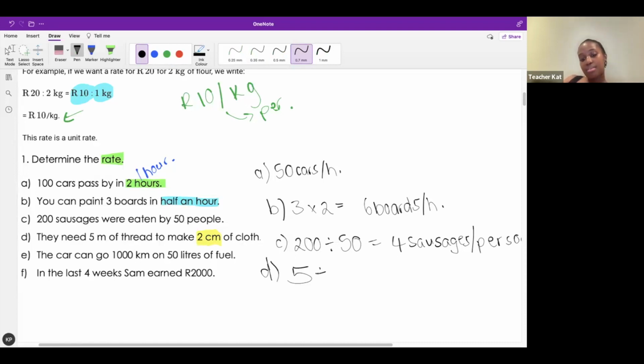So I'm going to say 5. Ooh, that 5 was a bit much. 5 divided by 2. So how many meters of thread can I make? Do I need 2,5 meters of thread per cloth? Well, per centimeters of cloth.